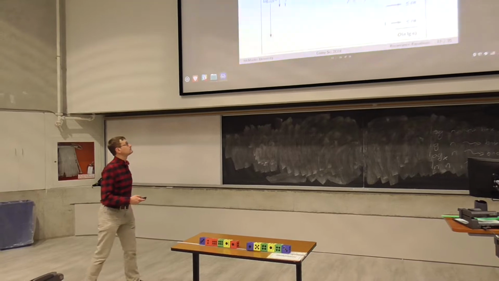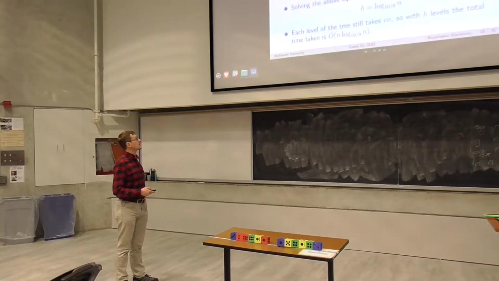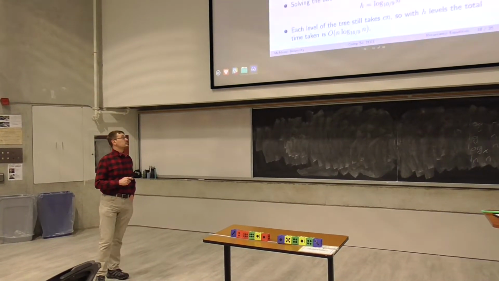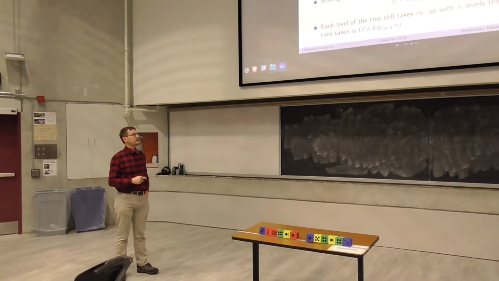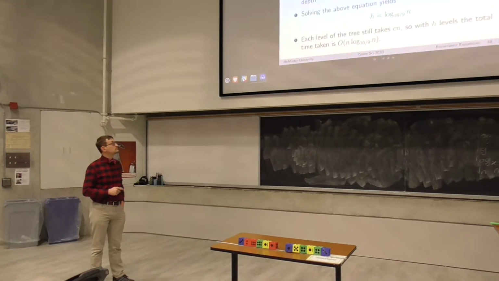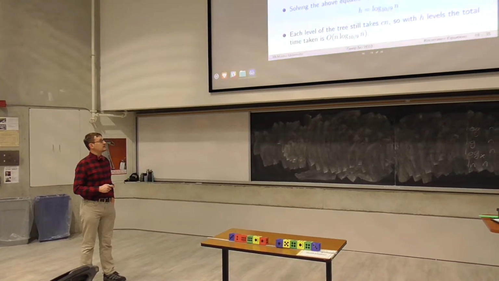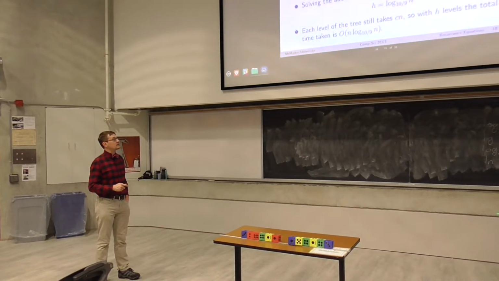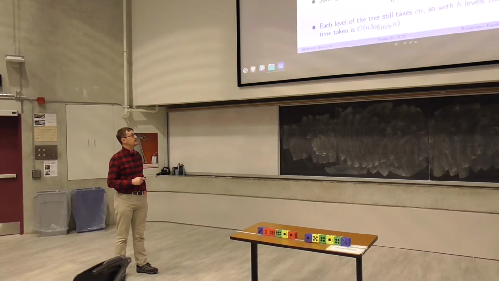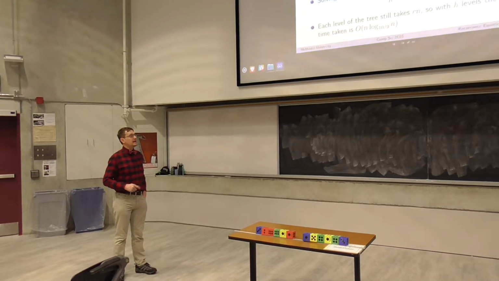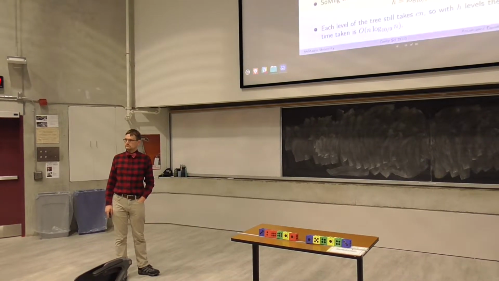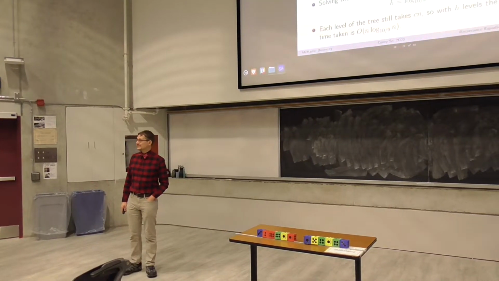All right. So, where were we? So if we solve this equation, we yield h is equal to log base 10 over 9 of n. Each level of the tree takes c times n. So with h levels, the total time taken is big O of n log base 10 over 9 of n. Does that make sense?